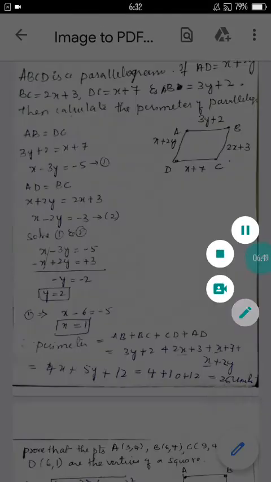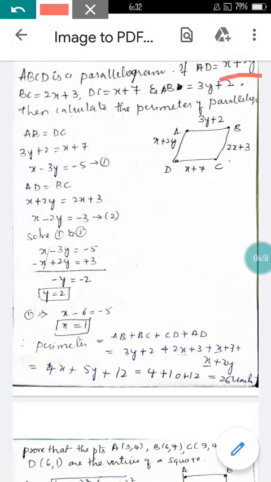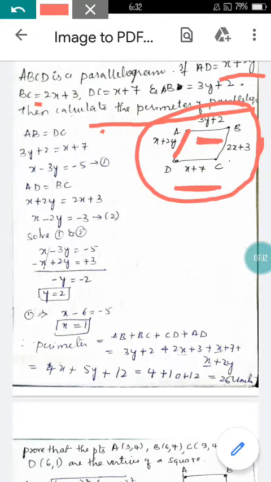ABCD is a parallelogram. If AD is equal to x plus 2y, they have given the length of AD as x plus 2y, BC as 2x plus 3, CD as x plus 7, and AB as 3y plus 2. What they are asking is to calculate the perimeter of the parallelogram. Perimeter in the sense of the sum of all the sides, right? Perimeter is the whole length or the sum of all the sides. To find the perimeter you need to find the value of x and y first.